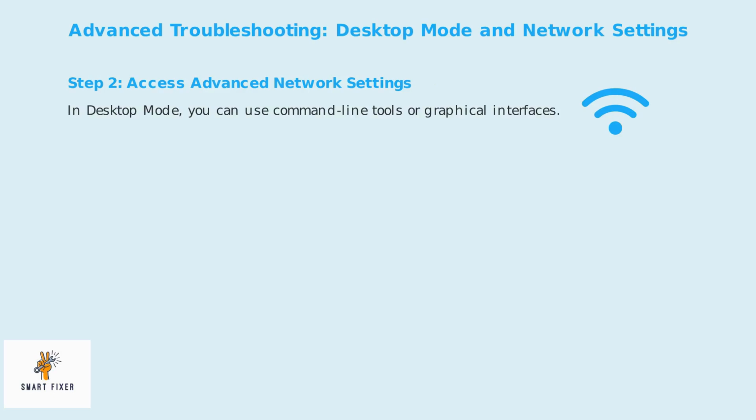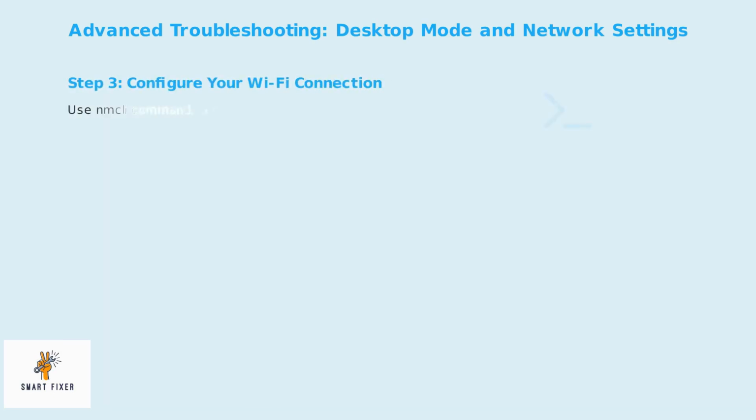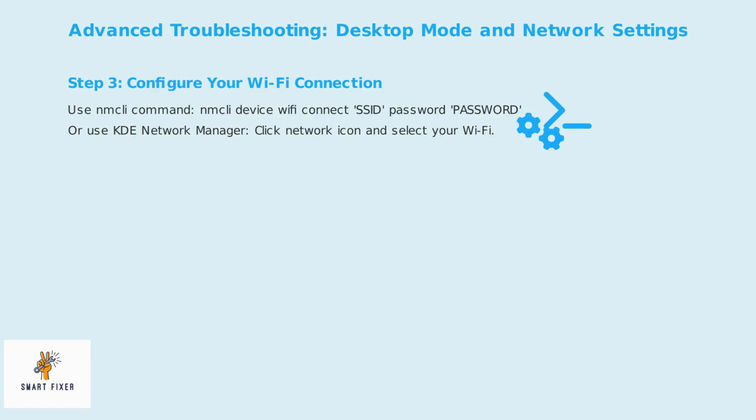To configure your Wi-Fi connection, you can use the nmcli command in the terminal. Type something like "nmcli device wifi connect" followed by your network name and password. Alternatively, use the KDE Network Manager by clicking the network icon in the system tray and selecting your Wi-Fi network.